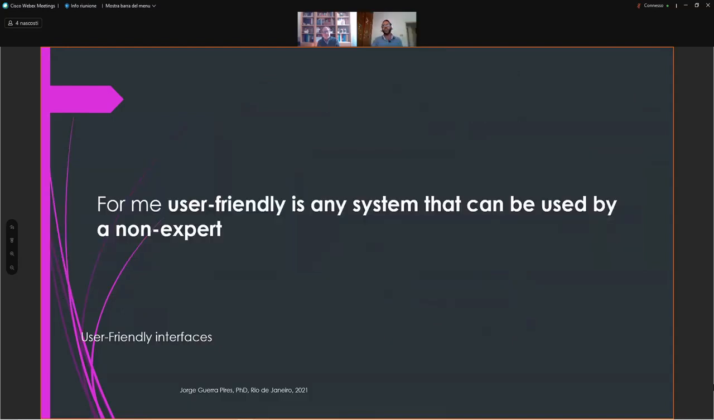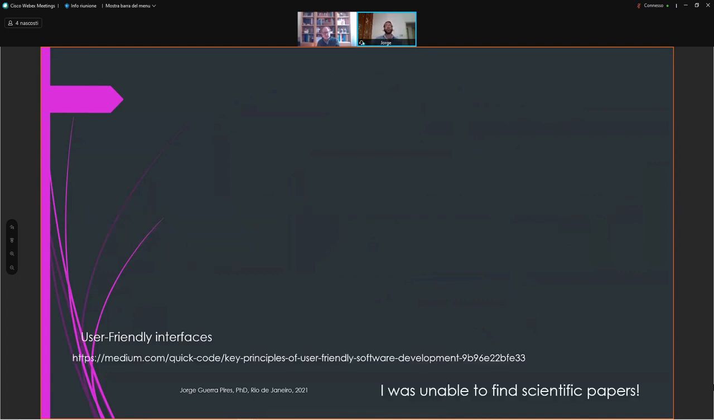So for me, a user-friendly interface is any system that can be used by a non-expert. But you have a problem here: what's a non-expert? That's one of the challenges, because, for example, for user-friendly, there is no paper about that. I just found one article, so I decided to use it.